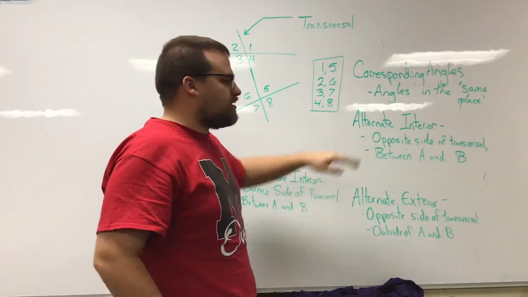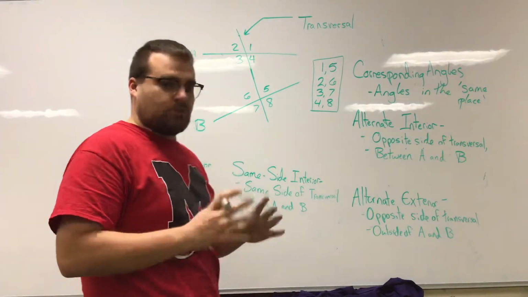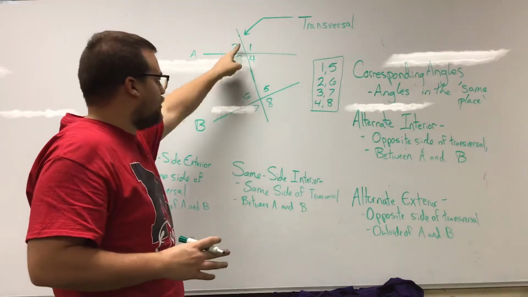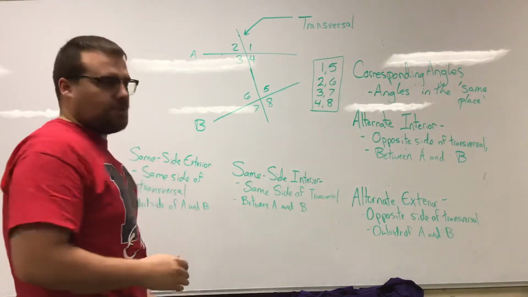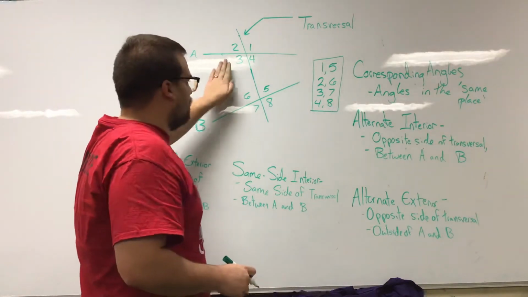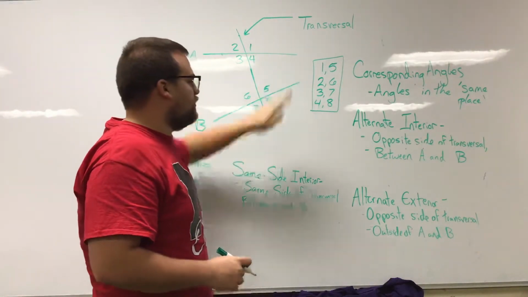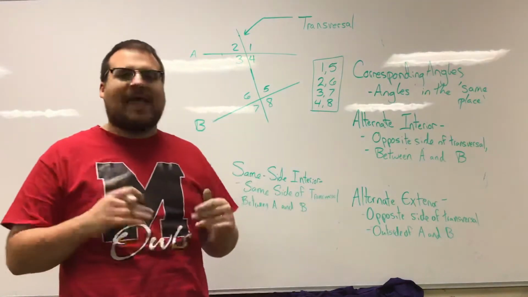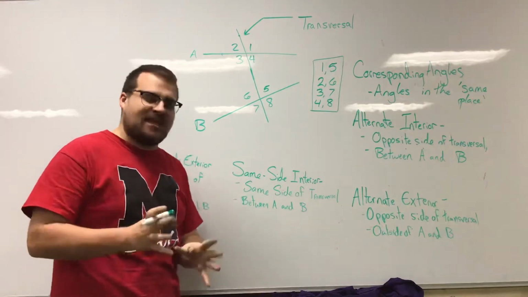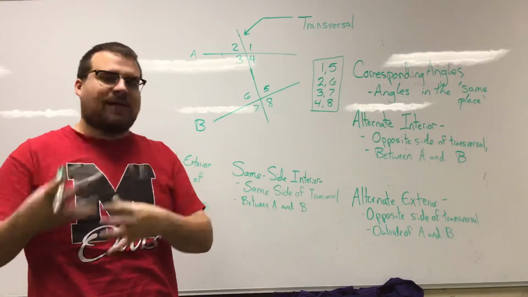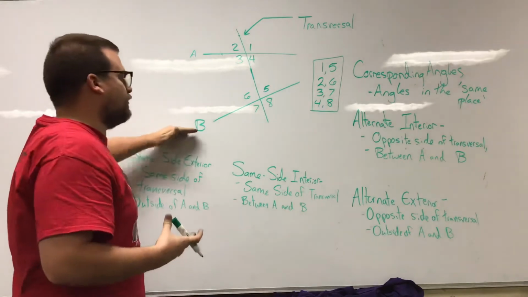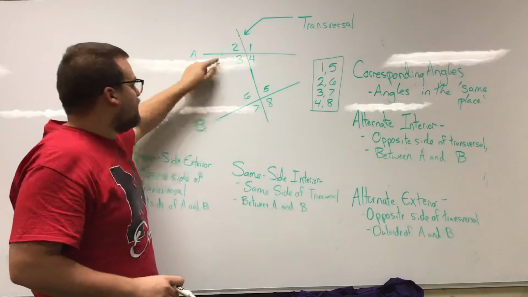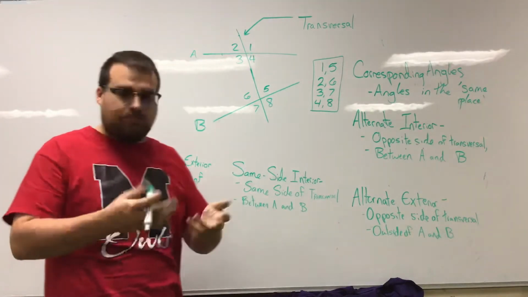But they are on opposite sides of the transversal. Now let's recall, specifically in this diagram, the transversal is this line going down the center. So to be on opposite sides of the transversal, one would need to be on the left side and one would need to be on the right side. It also says it's between A and B. Now, when I say A and B, I'm referring to line A and line B. You can see that here. Line A, line B. So when I say between them, it means in the space, quite literally, between the lines.